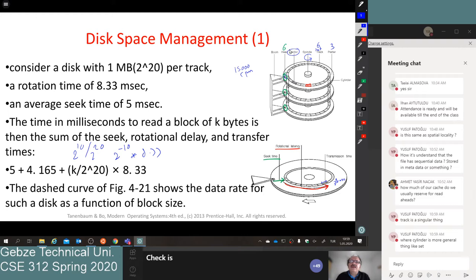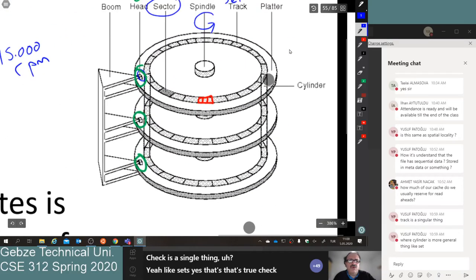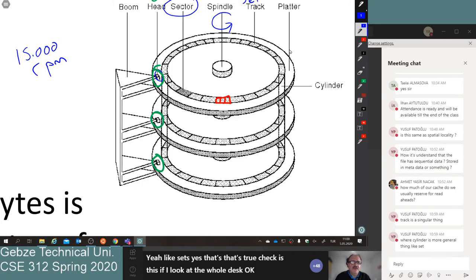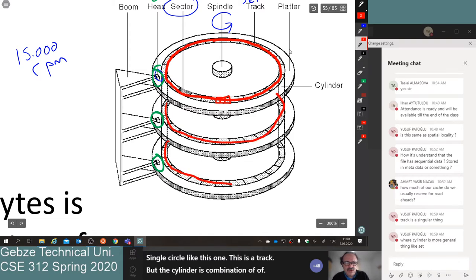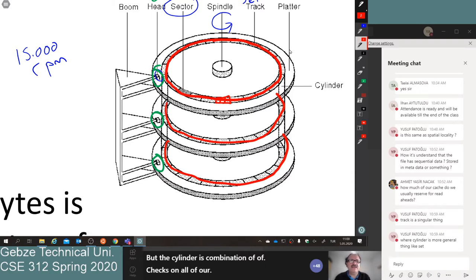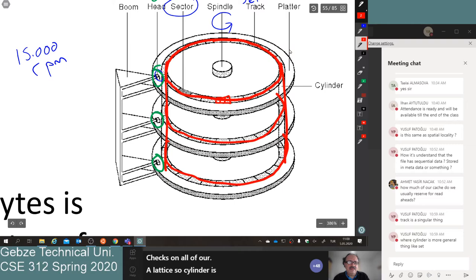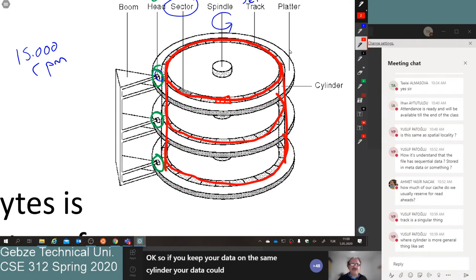Track is a singular thing. It's more general, like sets. Yes, that's true. If I look at the whole hard drive, a track is a single circle like this one. But a cylinder is the combination of all tracks on all of our platters. So cylinder is something like this, okay?